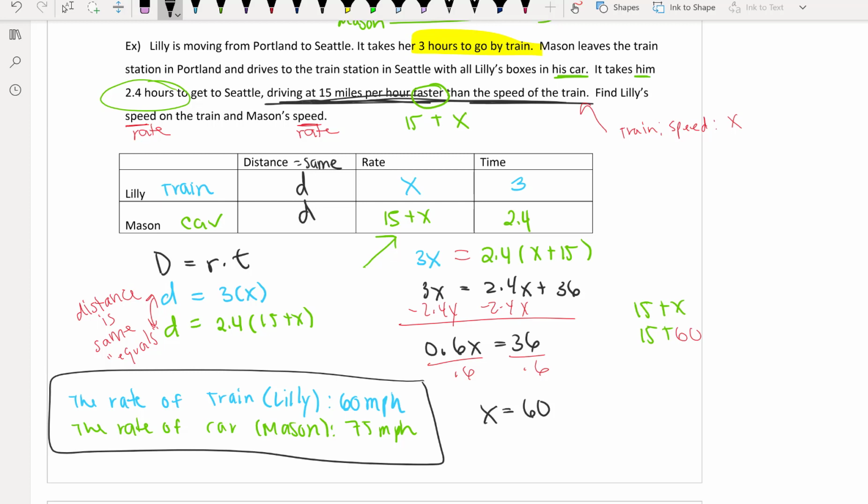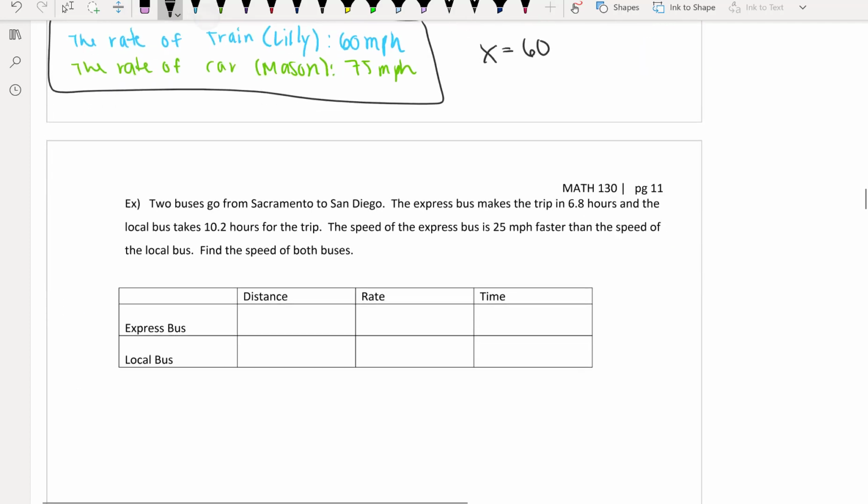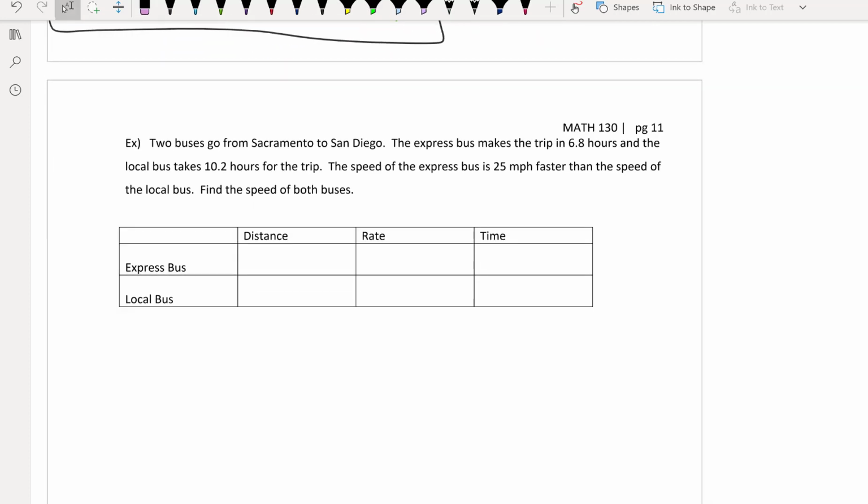Okay, let's go on to the next page. So again, we have hours, so I'm going to go ahead and stick with the hours. So now I'm talking about buses. It says 2 buses go from Sacramento to San Diego. The express bus makes the trip in 6.8 hours, and the local bus takes 10.2 hours for the trip. The speed of the express bus is 25 miles per hour faster than the speed of the local bus. Find the speed of both buses.